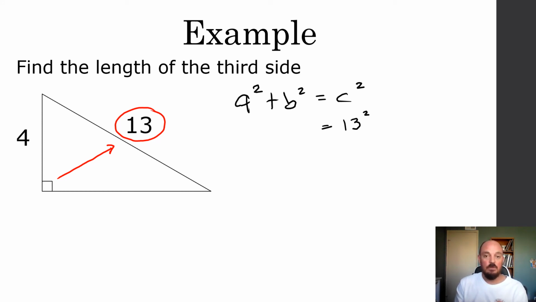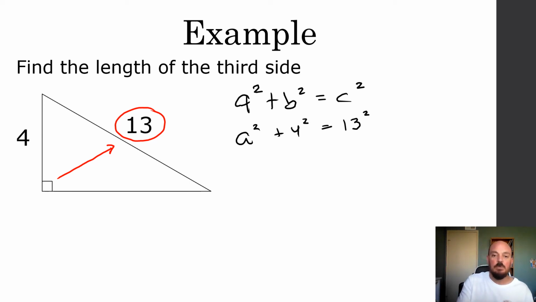Now the a and the b are the legs. One of them is 4, the other one is what we're trying to find. And like I said, it doesn't matter. Plug in the 4 for either one, leave the other one. So let's leave the a squared and put the 4 squared here. And now let's finish solving.